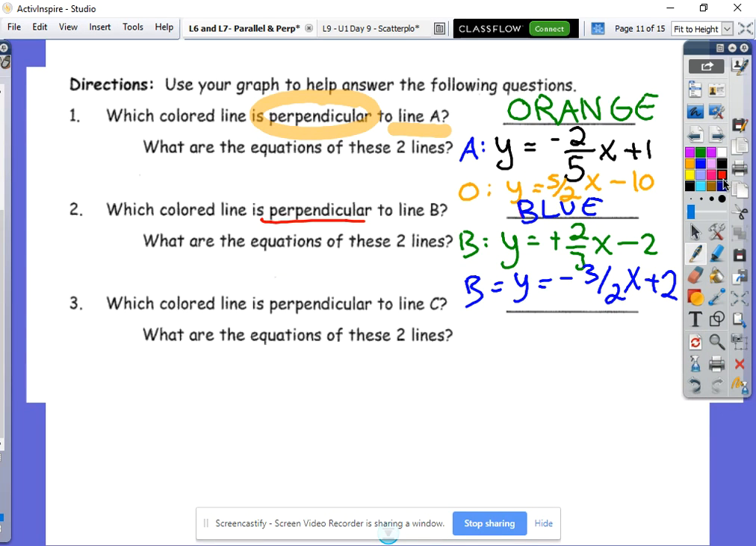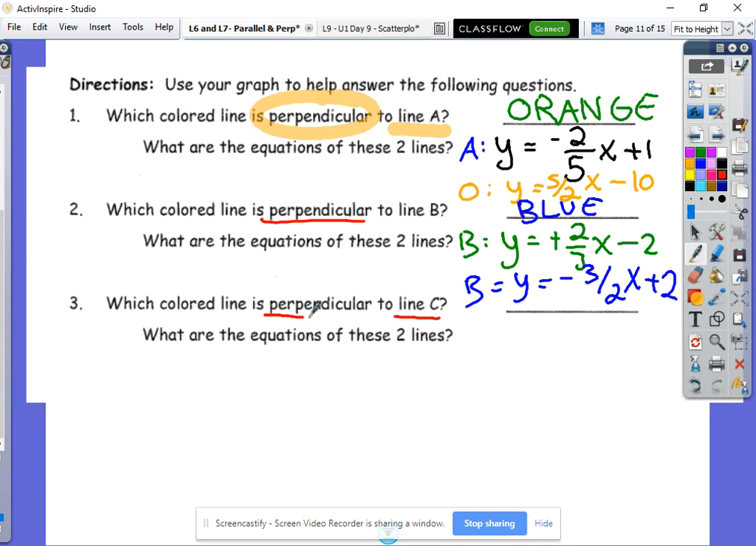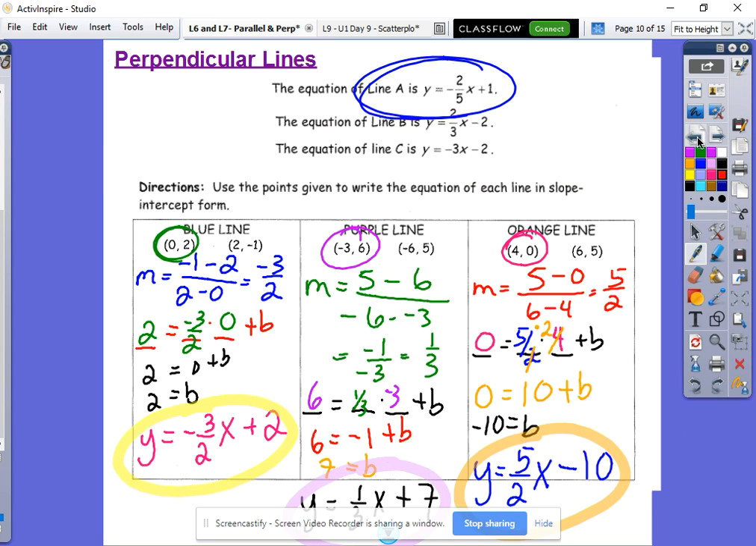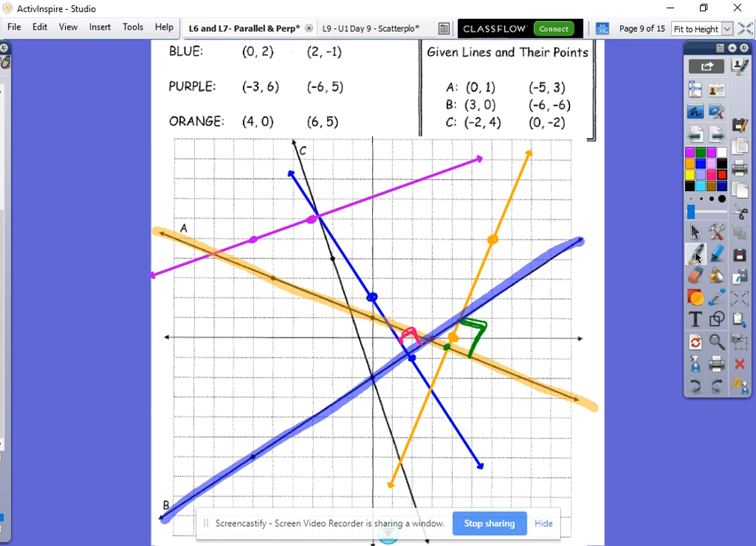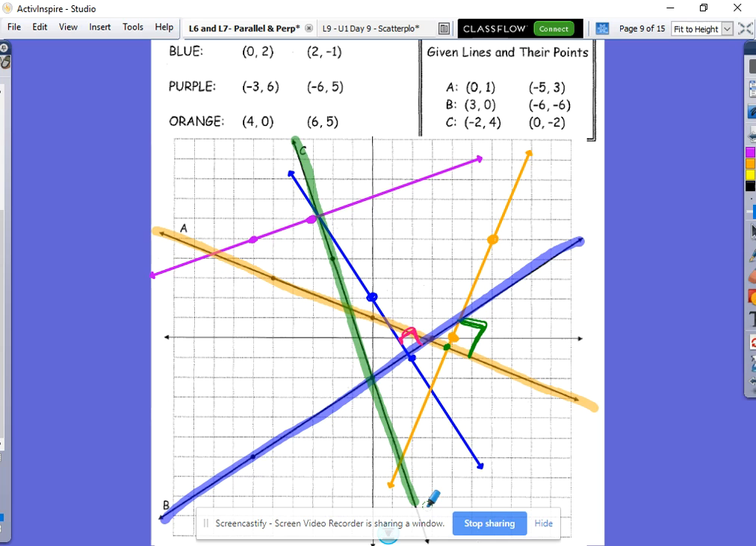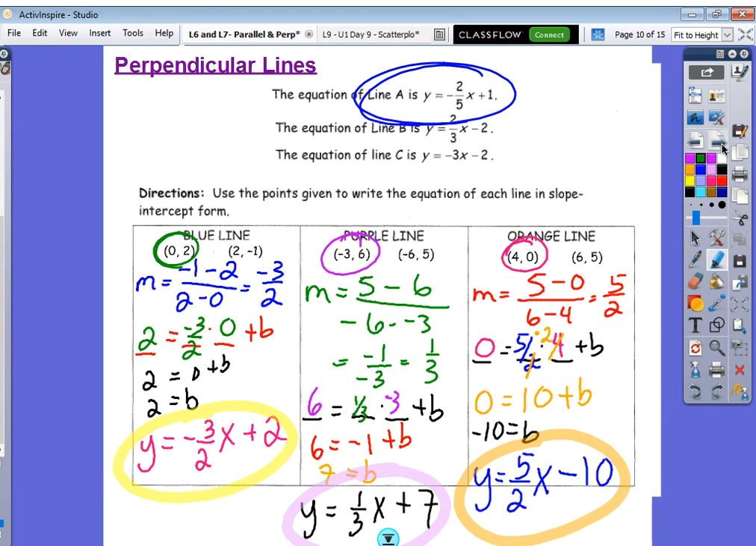All right, so just to finish this out here, got cut off on that last one, but to finish this out, line C, which one looks like it's perpendicular to line C? We look at that line C, and hopefully you're seeing that line C right here looks like it is perpendicular to the purple line. So hopefully you're seeing line C and the purple line are perpendicular to each other.